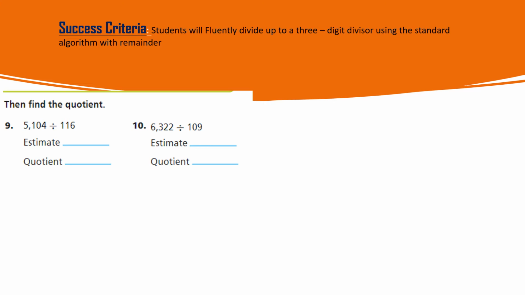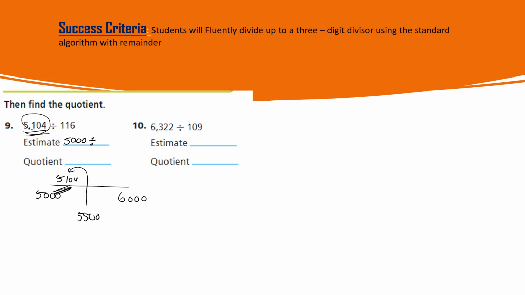Question number 9. So first of all, let's see here. It is 5104. So I have 5000 and I have 6000, right, for the estimating. And in the middle, I have 5500. Now, where does 5104 lie? It is less than 5500. So it is over here. So our estimate will be 5000.